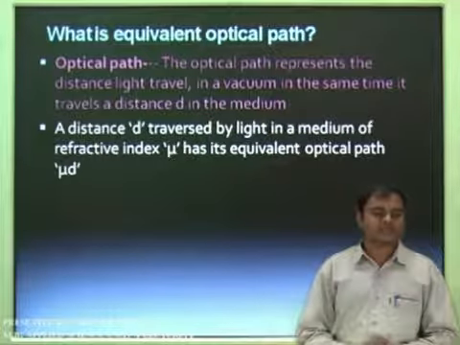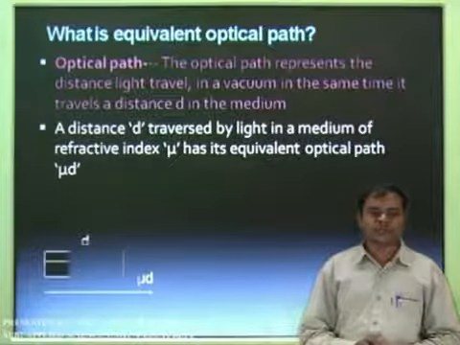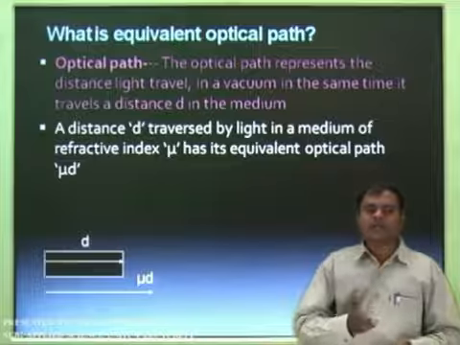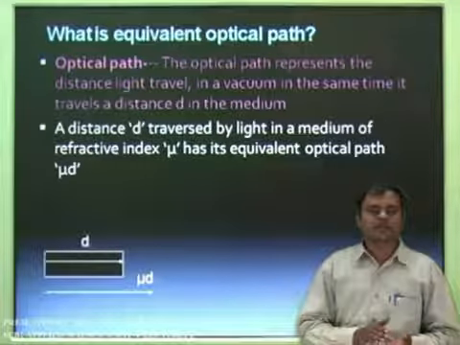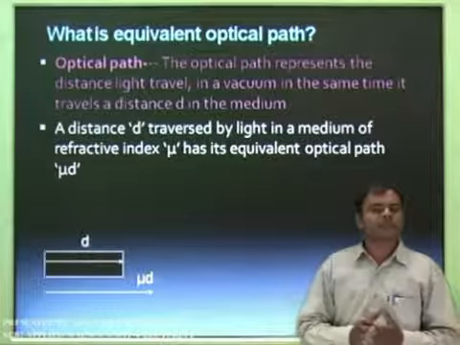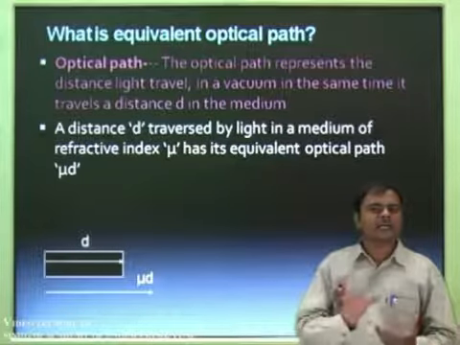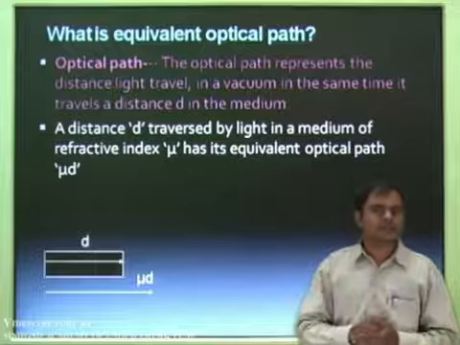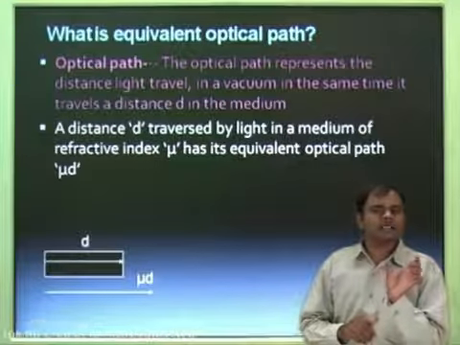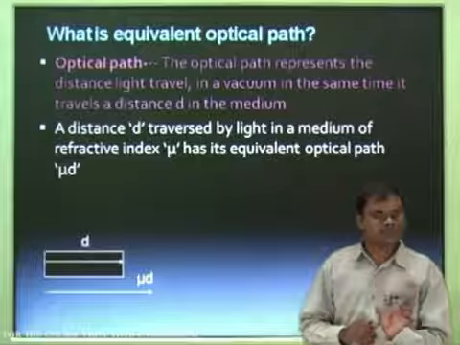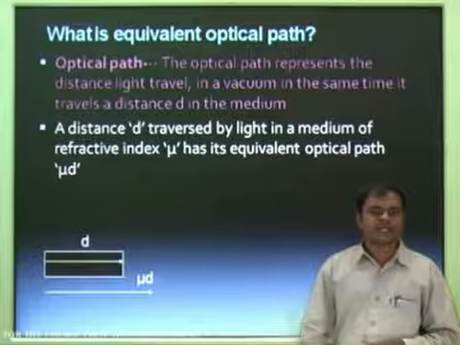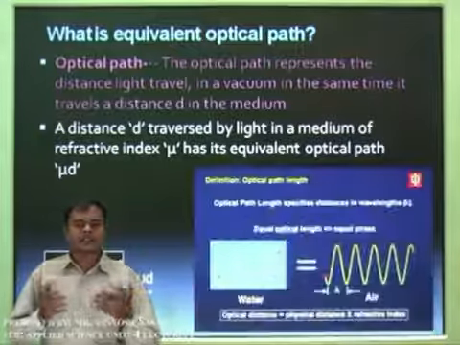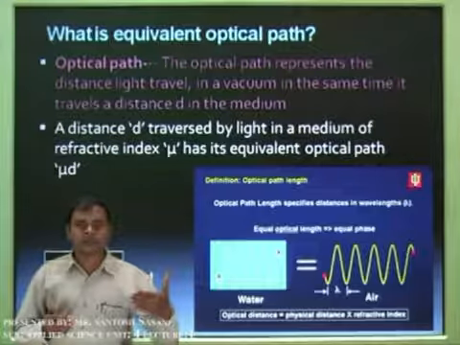Now from this figure you can see that when light travels through a medium of refractive index mu, the distance traveled is d. If that light would have traveled the path in a vacuum or in air, it would have traveled the path mu into d in the same time. So the equivalent optical path of this distance d is mu d. So this is the concept. This can be again clarified from the second figure here. So how there is a change in the propagation of light in the particular medium and in vacuum.